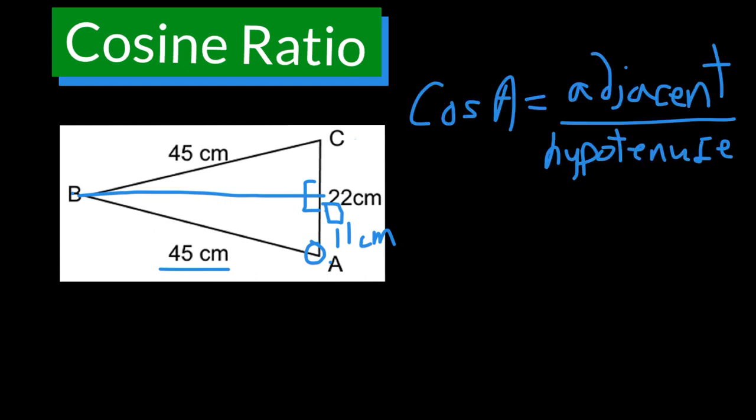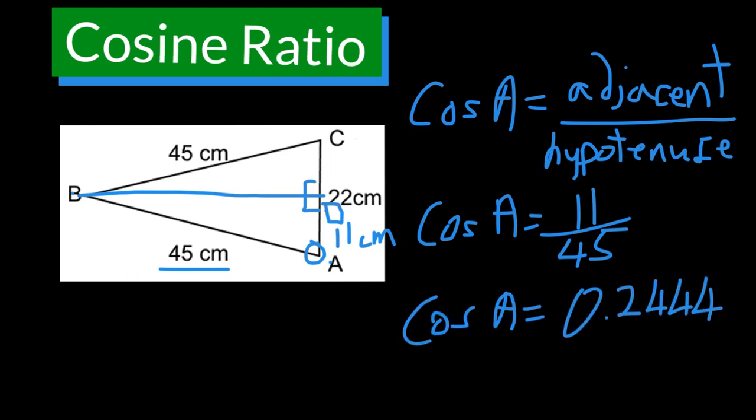We know that the hypotenuse is 45 centimeters. And since side AC is 22 centimeters, then side AD must be 11 centimeters, and that's the adjacent side to angle A. To find angle A, then, we use the cosine ratio. The cosine of A equals the adjacent over the hypotenuse. So the cosine of A equals 11 over 45.